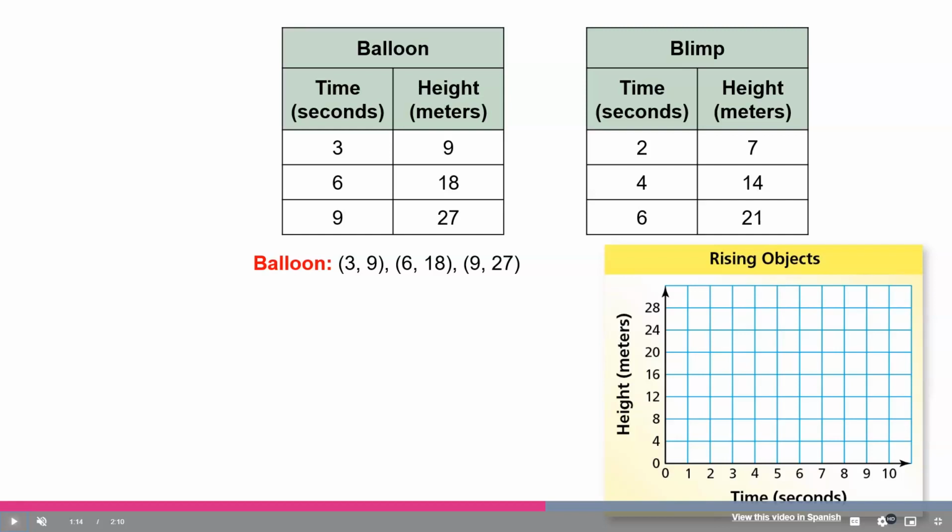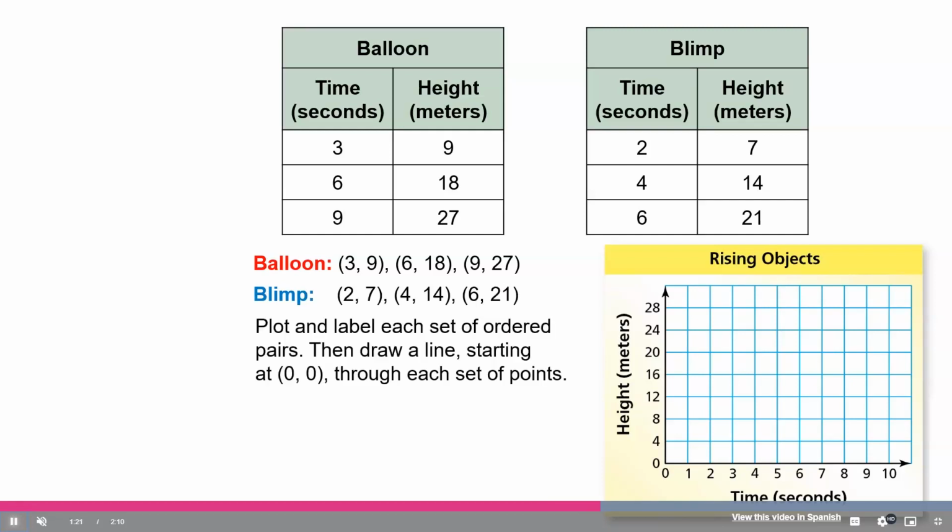Go ahead, if you can work ahead of me, do it. Graph all those points. Why should I use 2 colors? So you can tell the difference of the line. If you had a colored pencil, I would do balloon in red and blimp in blue. Can anyone be a big problem solver? What if I just have a pencil? Hold on, I want to watch this, make sure I pause at the right time. Every other time I give away the answer.